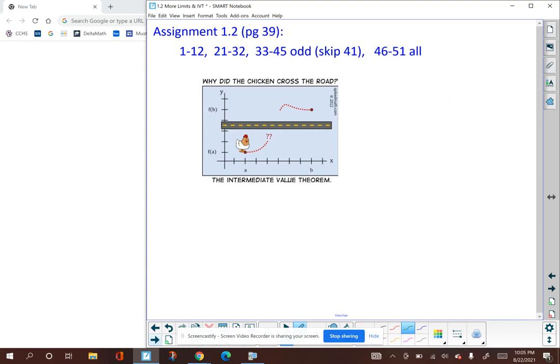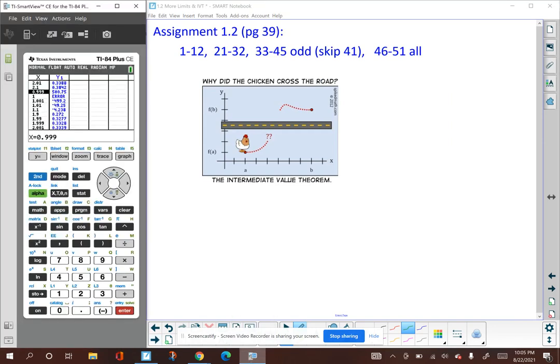Okay, here is the lovely assignment. It starts on page 39, section 1.2, problems 1 through 12, 21 through 32, 33 through 45, only the odds, but also skip 41, and then 46 through 51 all.